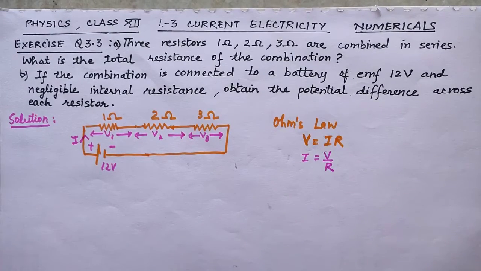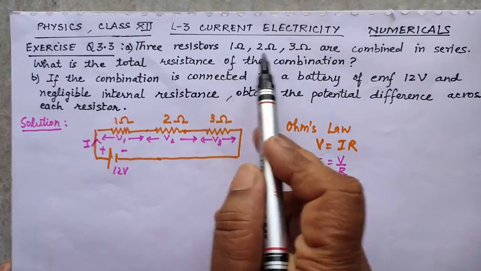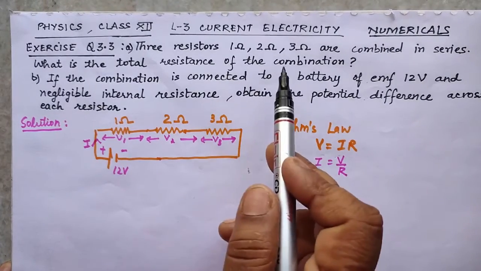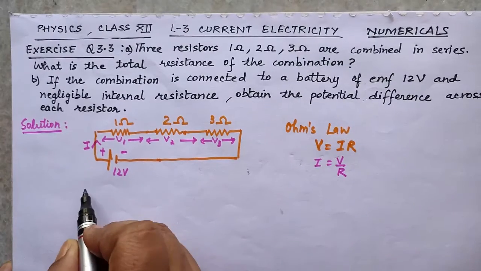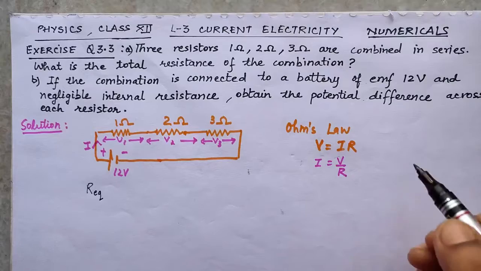Okay, so these are the two equations which we generally use. Now let us calculate the question. Three resistances are combined in series. What is the total effective resistance? So you remember the formula for resistance of series? Let me once again write that.